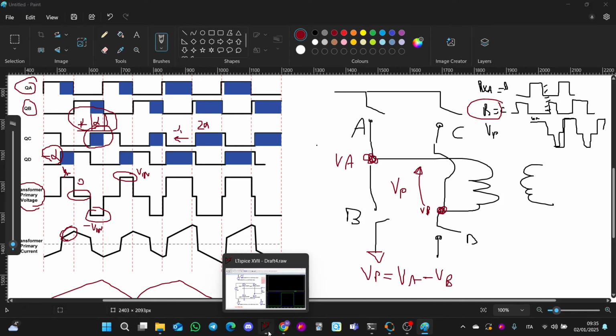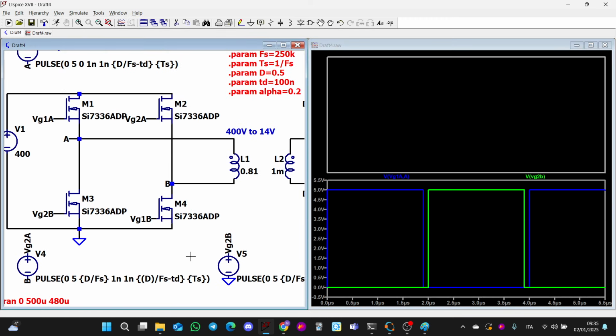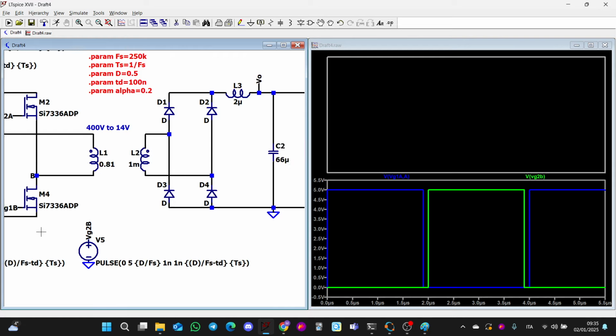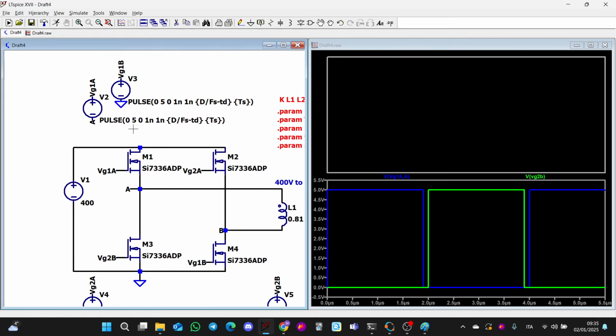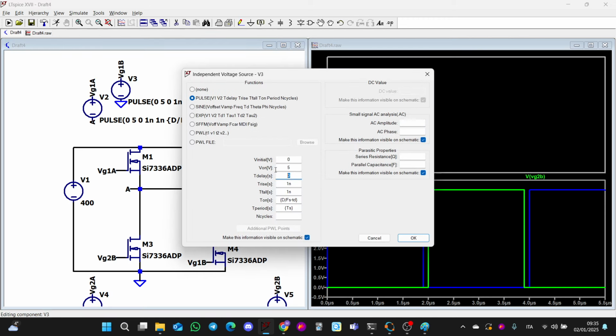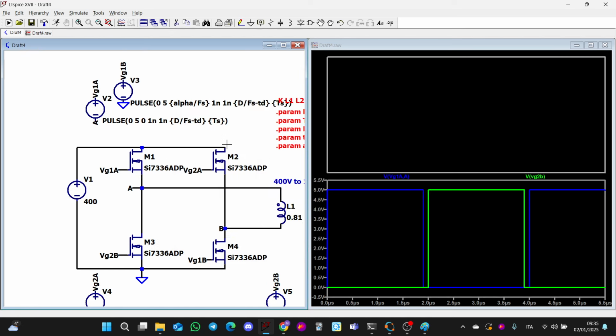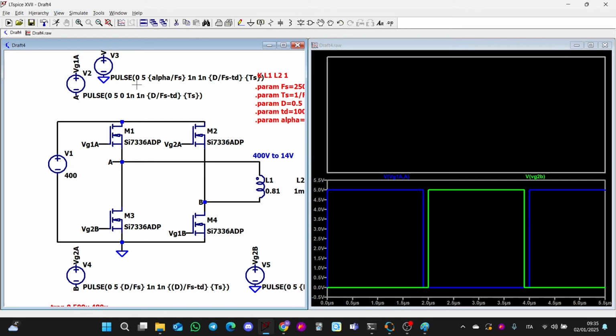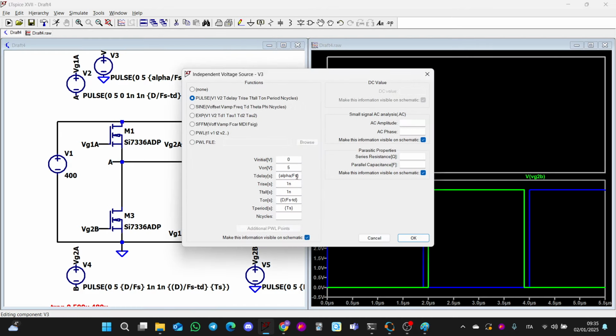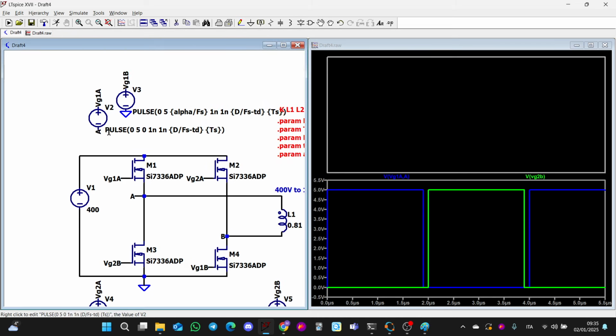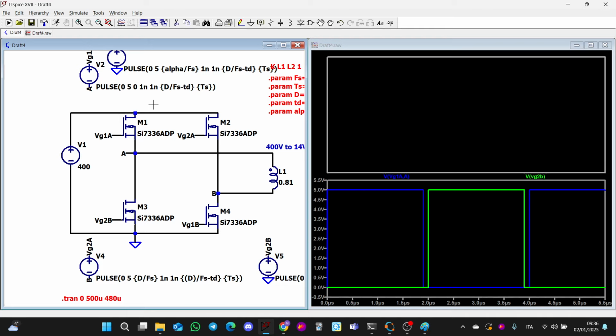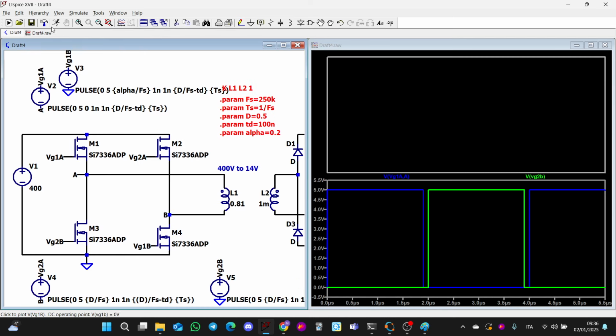To do this, I suggest to use the waveform of M4, which is VG1B. We put a delay of a parameter called alpha over F switch, over Fs. In this way, we are defining a parametrical delay based on the switching frequency. In this way, it will be easier to regulate this translation. So let me run the simulation just for now.